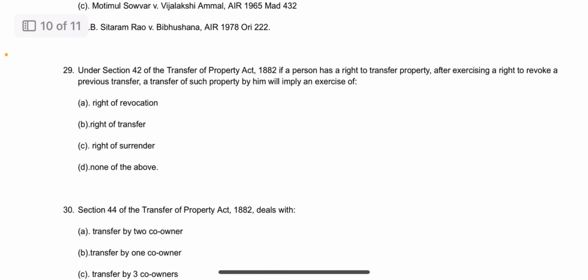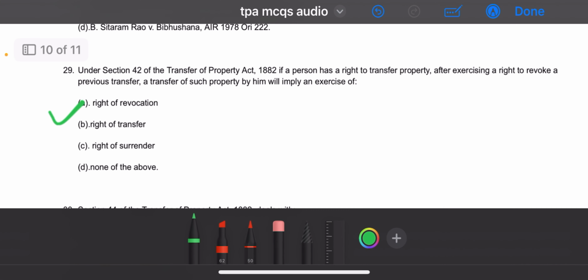29 question is under Section 42 of the Transfer of Property Act, if a person has a right to transfer property after exercising a right to revoke a previous transfer, a transfer of such property by him will imply an exercise of. Options are A, right of revocation, B, right of transfer, C, right of surrender, D, none of the above. So the correct answer is A, right of revocation.